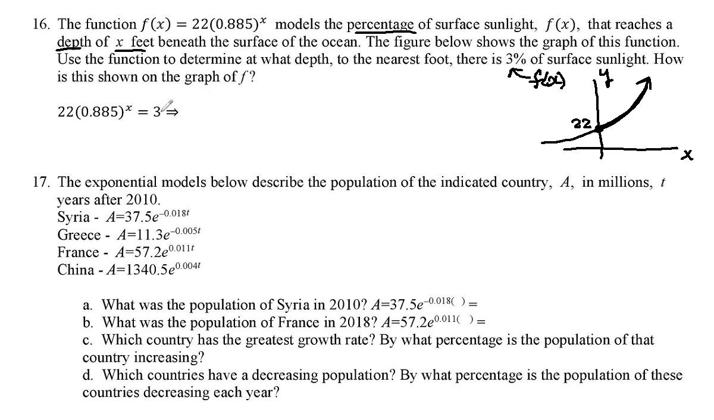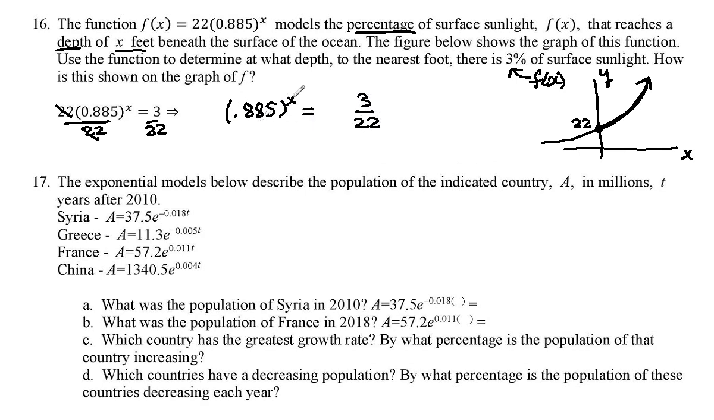So what we want to do is take our f of x right here, 22 times 0.885 to the x, and set it equal to 3, that 3%. And now we want to solve this equation. So we first want to isolate that exponential here. So let's divide 22 on both sides. And now we're left with 0.885 to the x power is equal to 3 over 22.